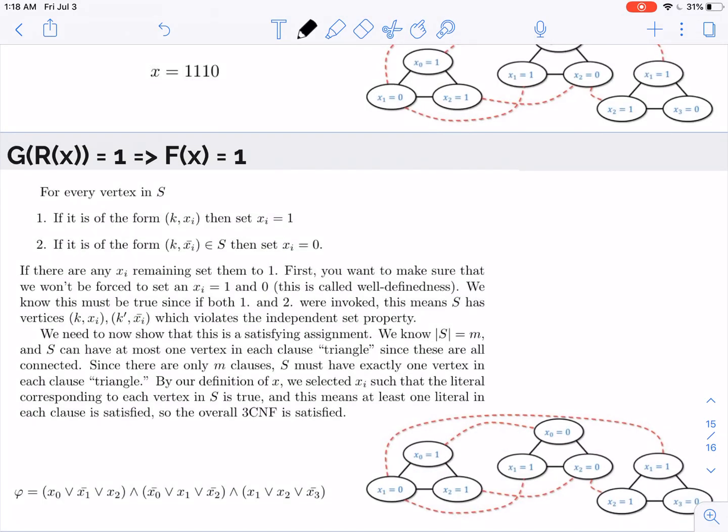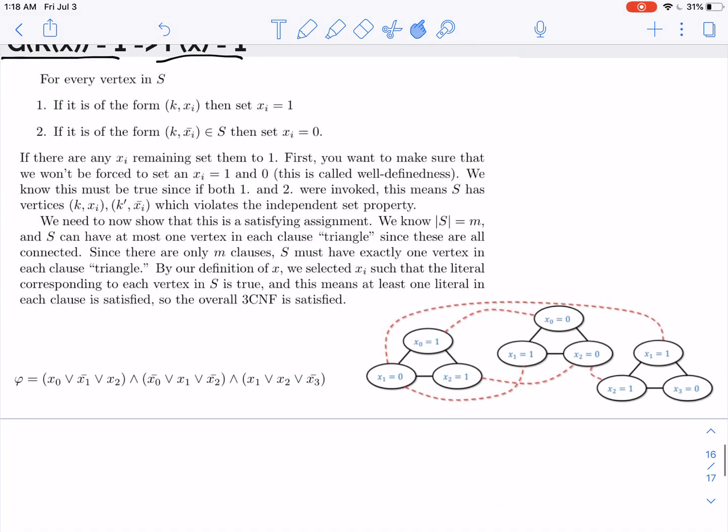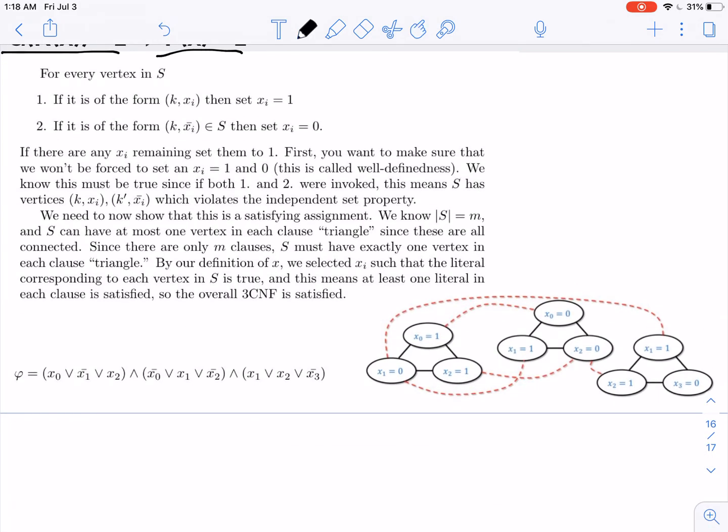In particular, we're proving that if g of r of x equals 1, so if there is an independent set in the transformed graph, then f of x equals 1. So there's a satisfying assignment for the original 3CNF. Since there exists some independent set, we're going to take that independent set and use it to derive some x that satisfies the 3CNF. Below I've put the equation, which is the same one we've been working with as an example, and we're just going to select an independent set here.